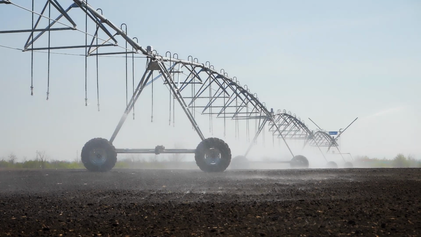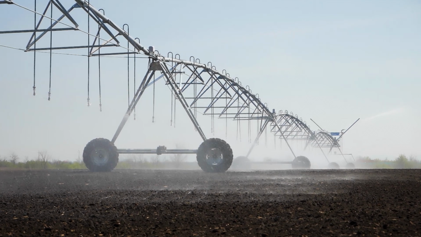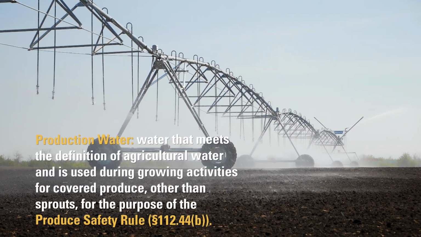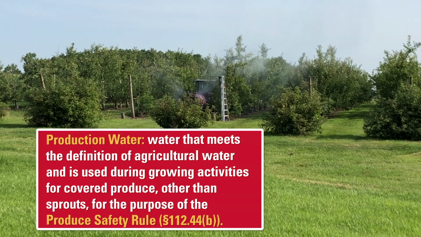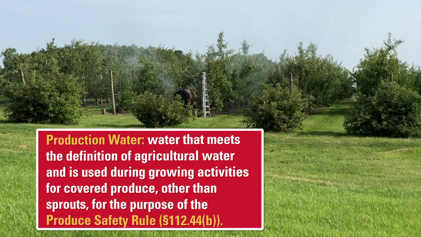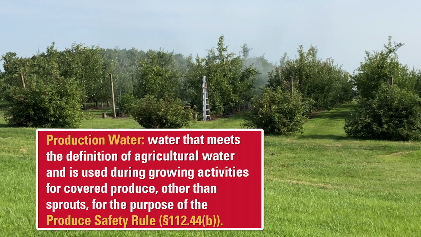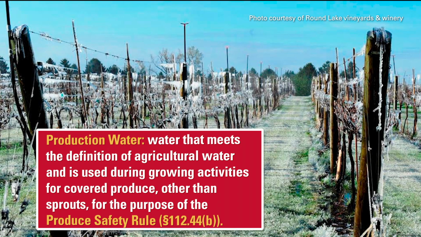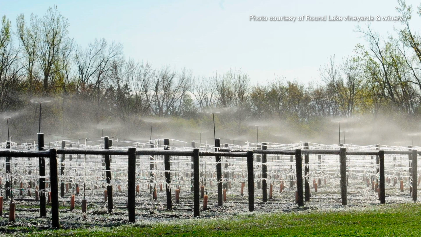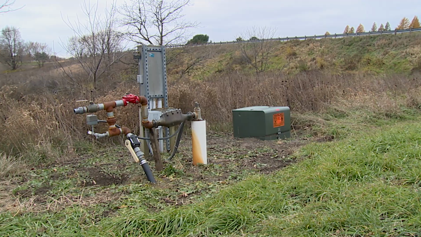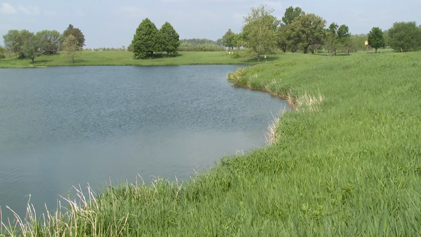According to the Produce Safety Rule, production water refers to water that meets the definition of agricultural water and is used during growing activities for covered produce, other than sprouts, for the purpose of the Produce Safety Rule. This includes water used in irrigation, fertigation, foliar sprays, and frost protection. There are 3 different water sources that are commonly used as agricultural water: public water, groundwater, and surface water.